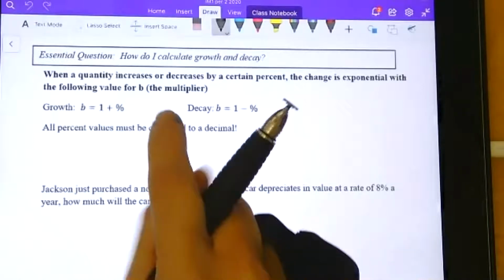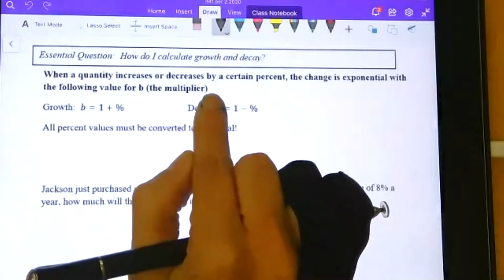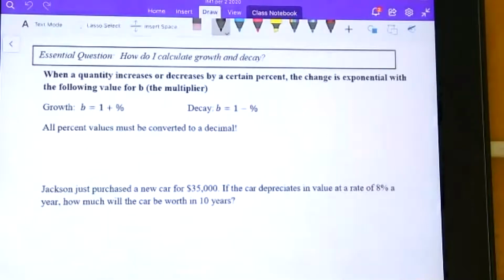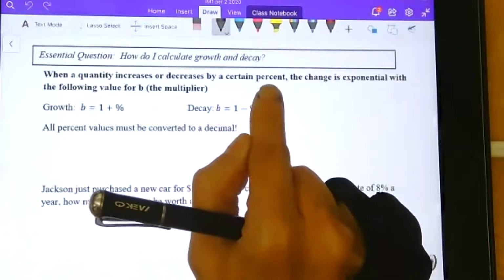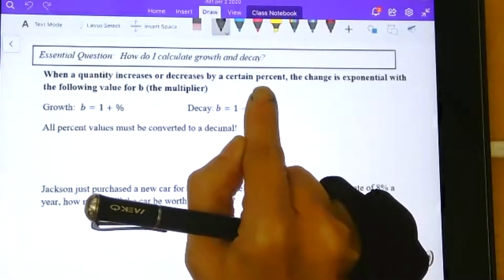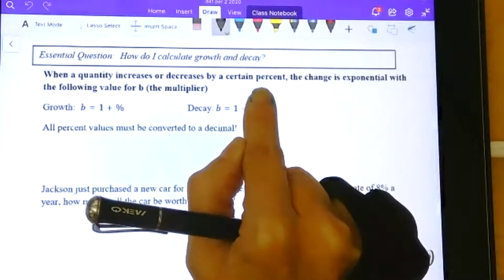So when a quantity increases or decreases by a certain percent, whenever you are told something is going to increase by a certain percent, you know that growth is going to be exponential. Sometimes it'll even say this thing is going to grow exponentially. Then you obviously know it's exponential. But whenever there's a percentage involved, it's going to increase exponentially, okay?